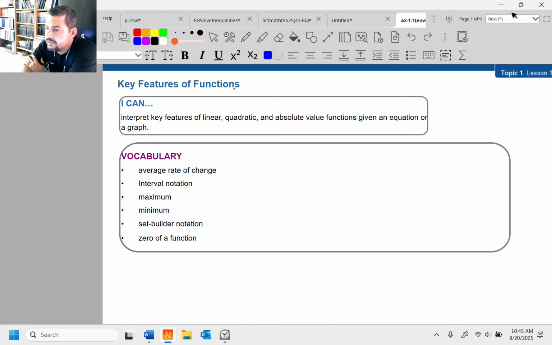Alright, so I finally decided to quit teaching the prereq skills, and so this is section 1.1 in your textbook. If you want a textbook, just ask me, I'll get you one, if you're in my class, right?